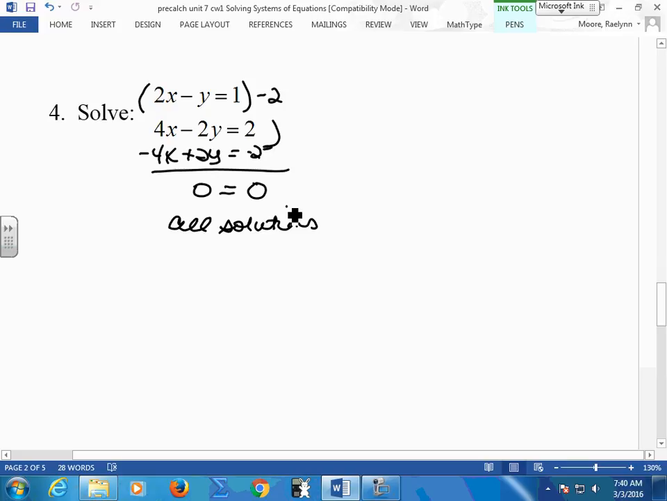So these are both lines. What kind of lines are these if they're all solutions? The same line. Good. They're the same line. Good?